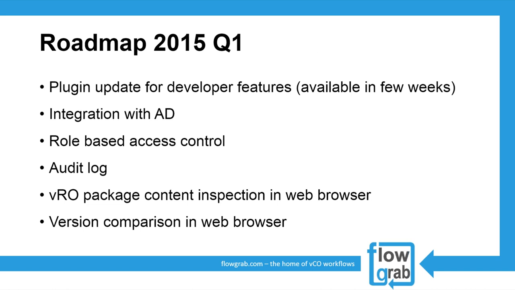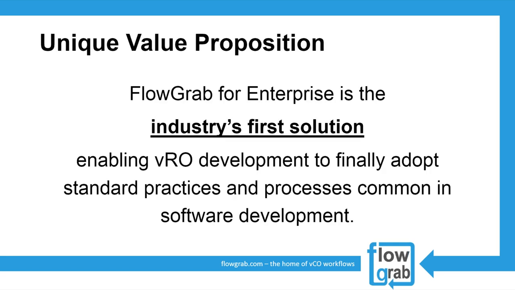The public edition has built-in user management, but most probably the enterprises don't want to have separate user management. So there will be integration with Active Directory. There will be more granular role-based access control available. So within the project, the project administrator can give different permissions to different developers. There will be audit logging functionality that allows you to track who has changed what and when.